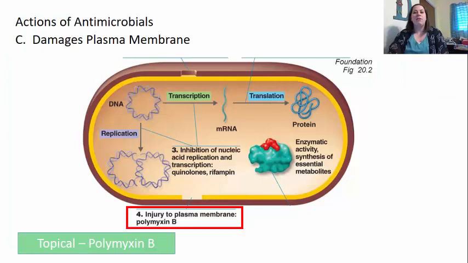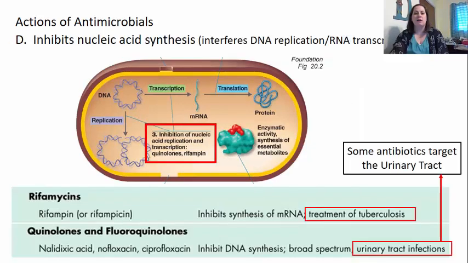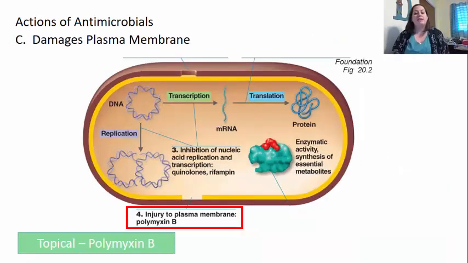Another action that an antimicrobial can take is that it can damage the plasma membrane. If it damages the plasma membrane, again, it's weakening the bacteria in order to give access to the immune system. The main group here is the polymyxin B. This is a topical agent, again, meaning it's going to be on the skin for superficial infections. However, it has limited use in order to prevent resistance. We don't want the bacteria to become resistant to it.